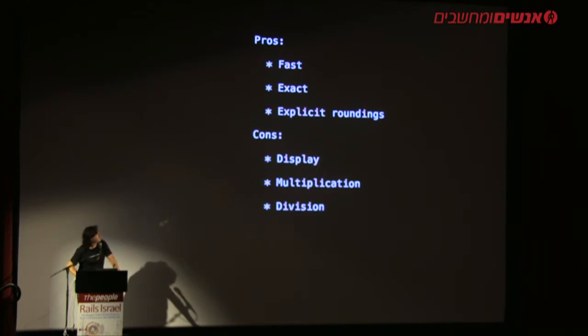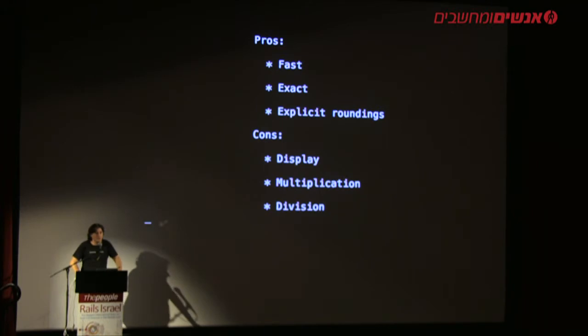We have some pros here, which is that integers are fast for representing cents, and they are exact. There's no ambiguity with integers. And there's something that I like, that is that they force you to think about the roundings you are going to do in the system.